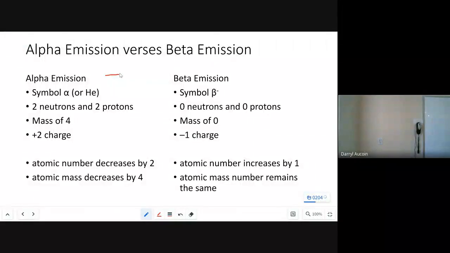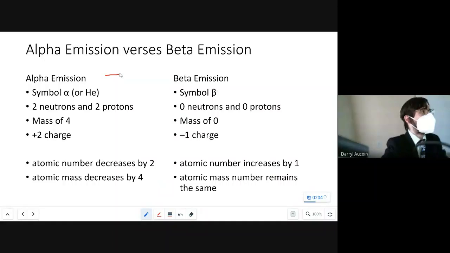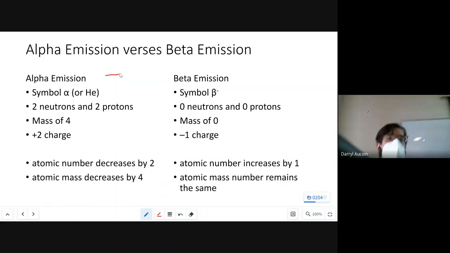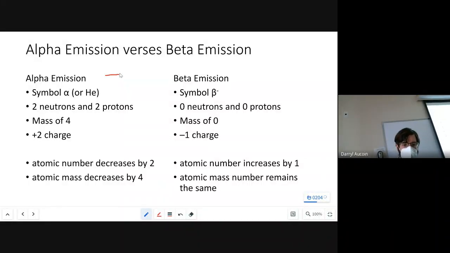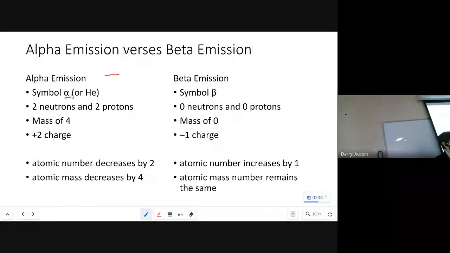We're going over different ways of looking at radiation, looking at molecules that are changing state from one nuclear state to another, and seeing how that affects things. We talked about two different particle types, alpha particles, which have a symbol that looks like a little fish almost, the first letter in the Greek alphabet. Sometimes in older books you'll just see it written as the letters He as well. Two different ways of noting the same thing.